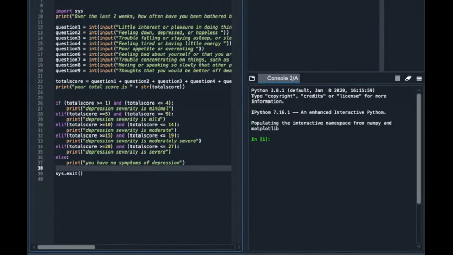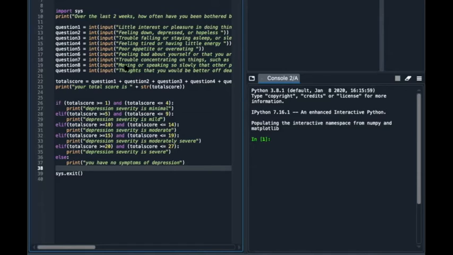The code begins with asking the user to input a number based on how often they feel the symptoms asked in each question over the past 2 weeks. 0 is equal to none at all, 1 is equal to several days, 2 is equal to more than half of the days, and 3 is equal to nearly all of the days.